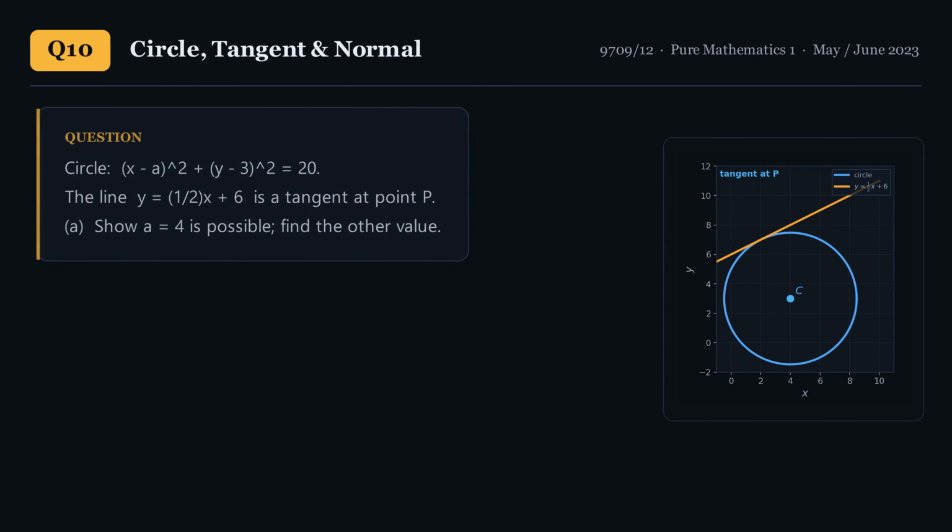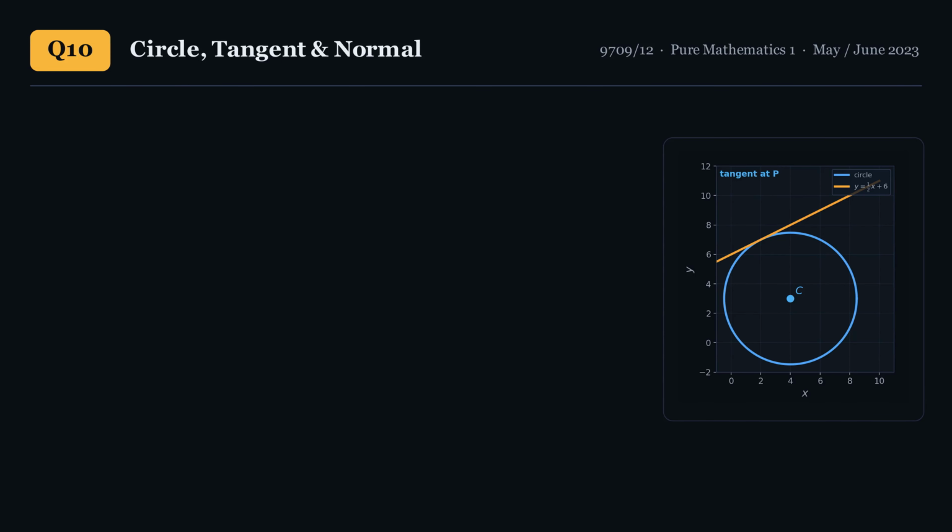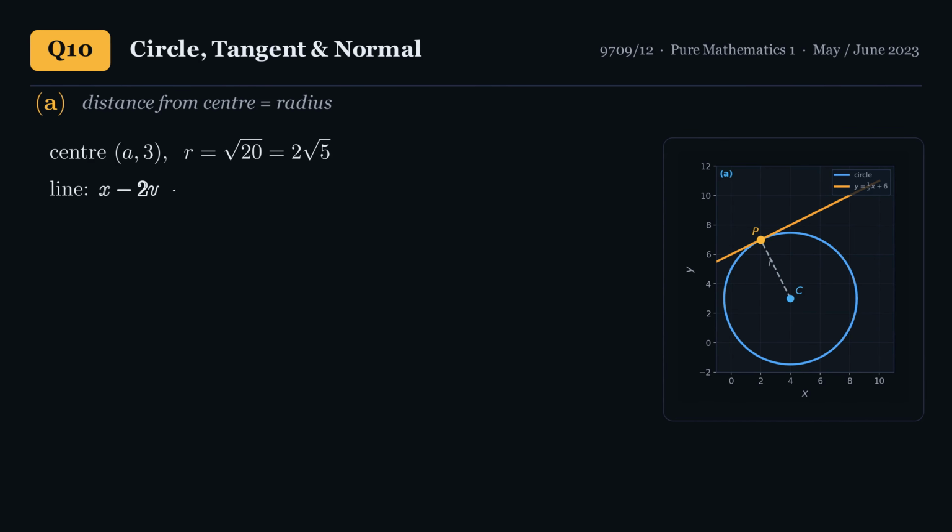Now let's work through the solution step by step. Tangent means the perpendicular distance from center C to the line equals the radius r. Here the line touches at P. Mark the radius from C to P. This distance must equal root 20. Center is a comma 3. Radius is root 20. Rewrite the line as x minus 2y plus 12 equals 0.